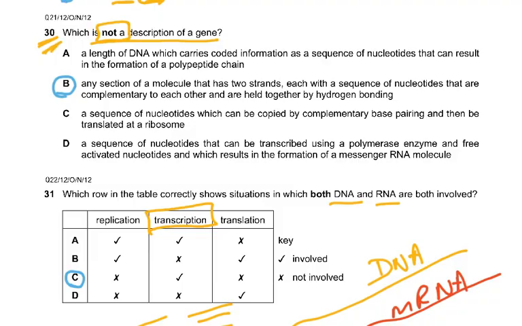In question 30, I just want to clear this. This is the wrong part. Any section of a molecule. It's not any section of a molecule. It's a length of DNA here. This was correct. Then a sequence of nucleotides was correct. Any section of a molecule, a molecule could be a carbohydrate. Any other molecule is not part of this. Not a gene. Not any molecule. Any section of a molecule. It's rubbish. It's wrong biological English.